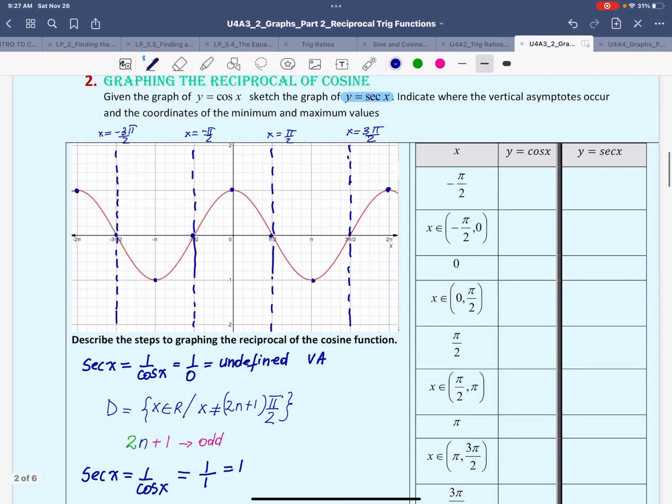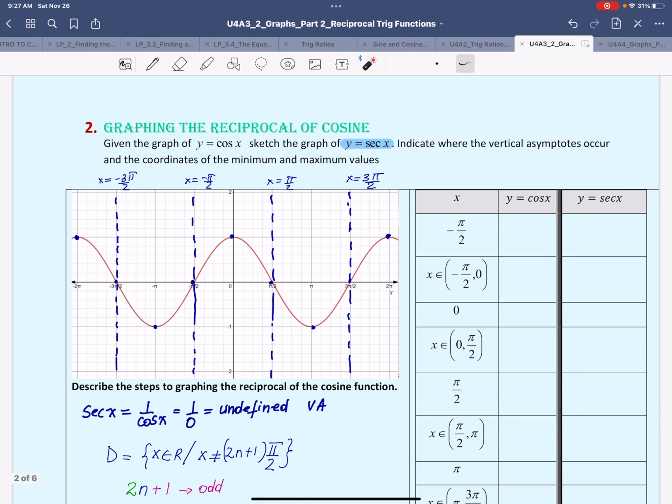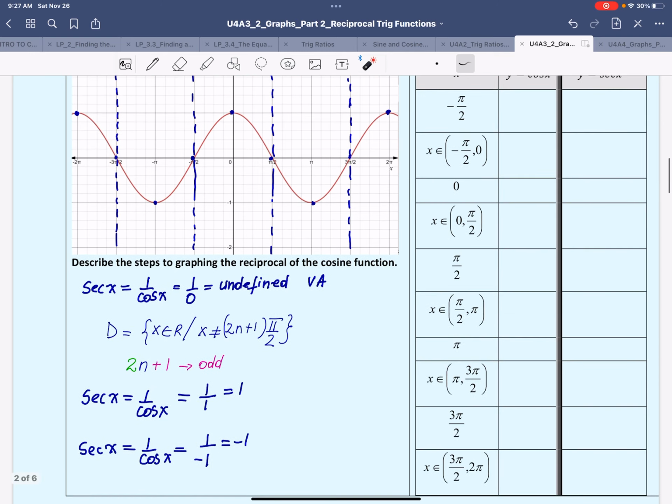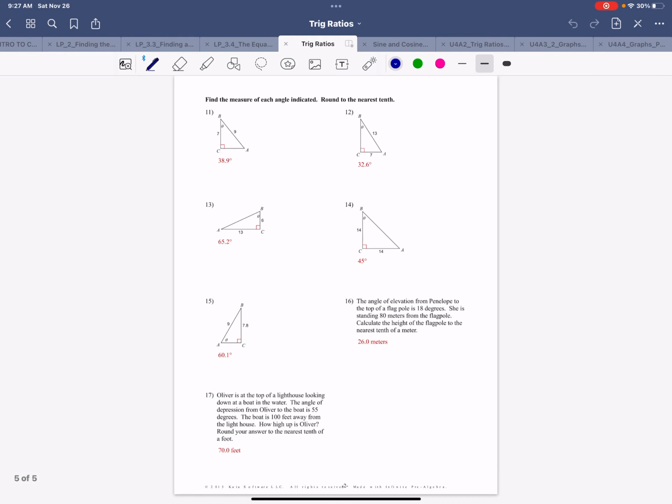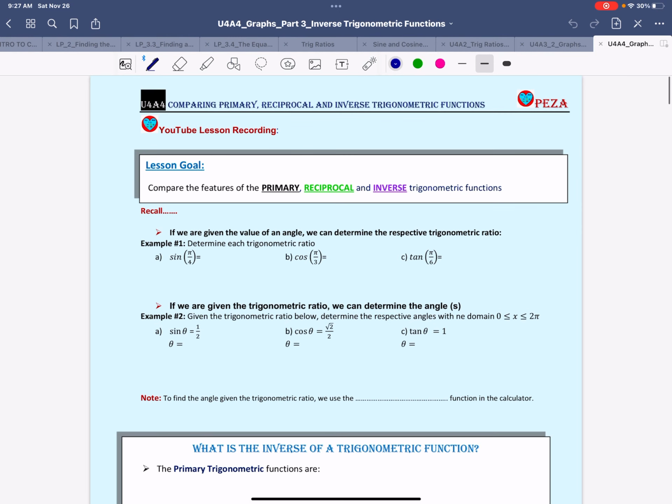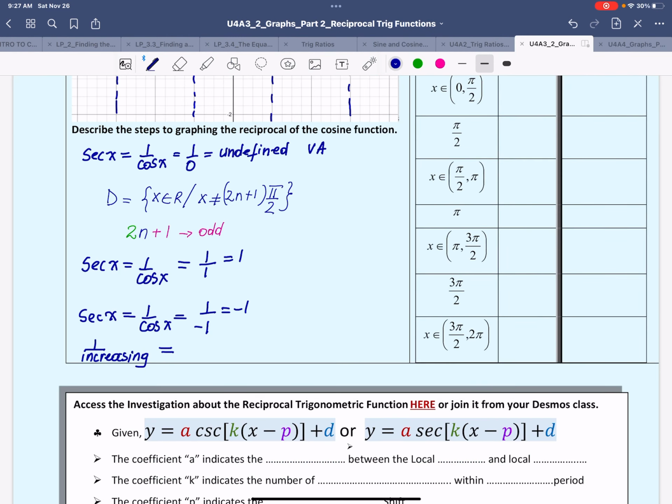So now we are going to build the graph of the reciprocal by looking at the increasing and decreasing intervals within each section that is defined by the vertical asymptotes. Recall again that if we have to find the reciprocal of an increasing value, then the value of the fraction would be decreasing.